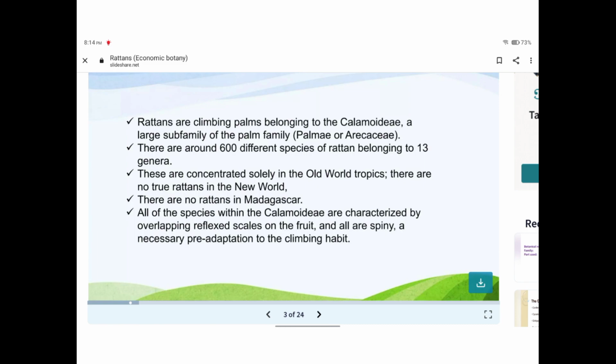Calamoideae are characterized by overlapping reflexed scales on the fruits, and all are spiny, which is necessary for adaptation to the climatic habitat. And their skin generally contains scales as they like to grow in water-scarce areas.